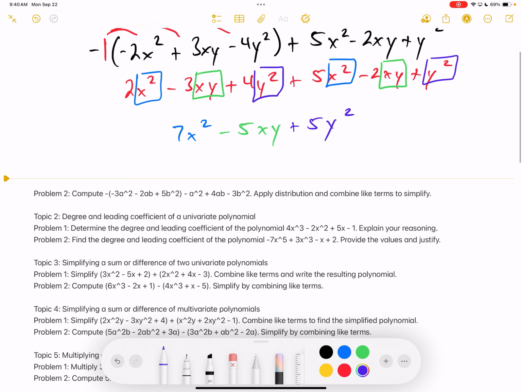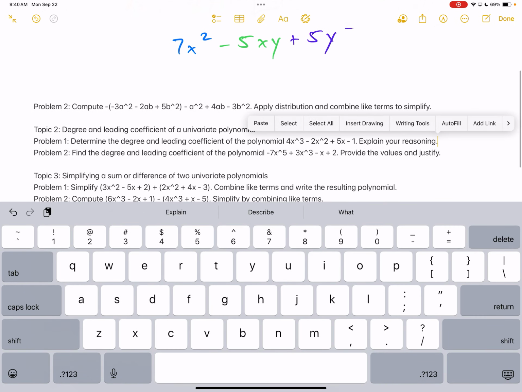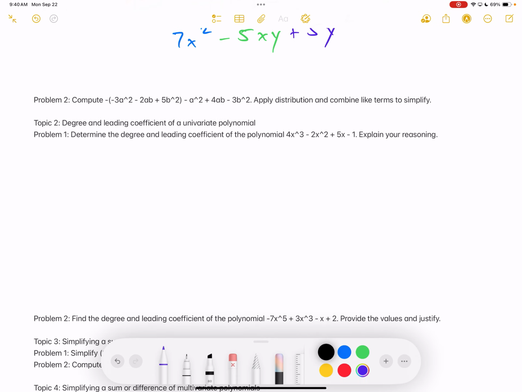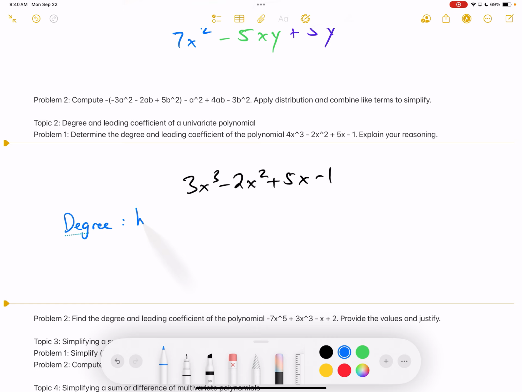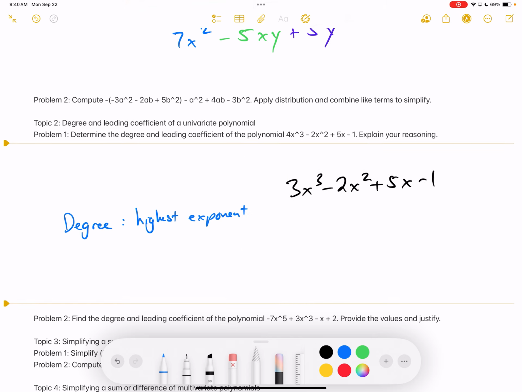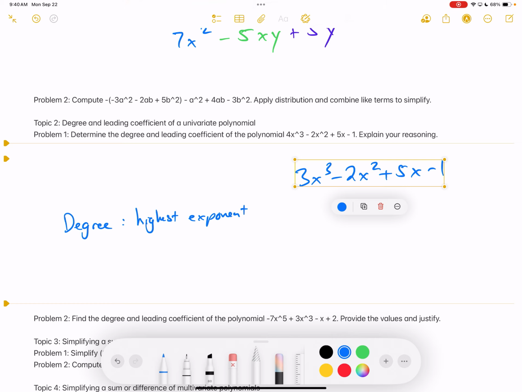So, all right. Now kind of jumping back to something a little easier here. The degree of a polynomial. Just some terminology of a polynomial real quick. The degree is the highest exponent. Okay, the degree is the highest exponent. The degree does tell us a couple things. The degree here on this one would be 3 because of this right here.